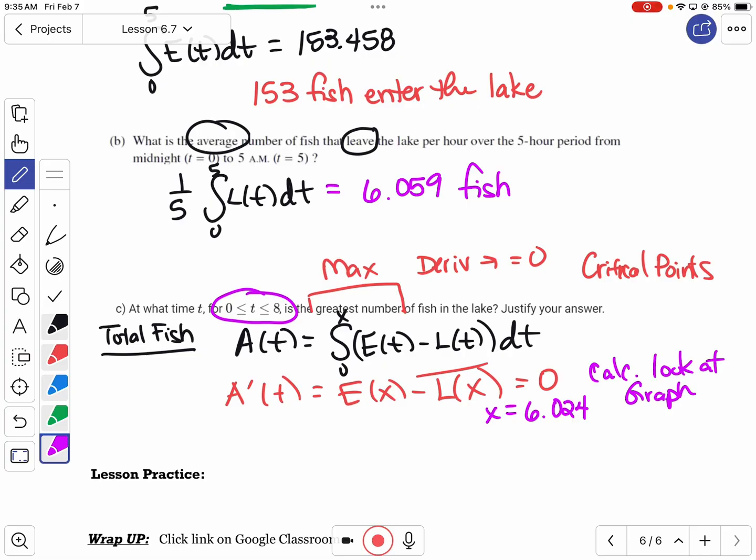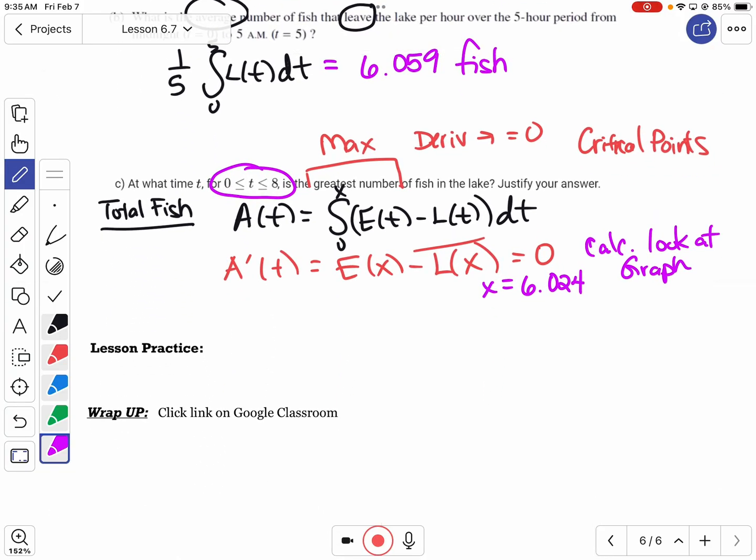Did you get 6.024? Now we're not finished, because we have to justify. That's the only critical point. So if we're looking at that derivative graph, if I want a maximum, it would have to be positive to the left and negative to the right. We could look at that. But the best way to justify is the candidates' test. And that's usually what they're looking for right here.